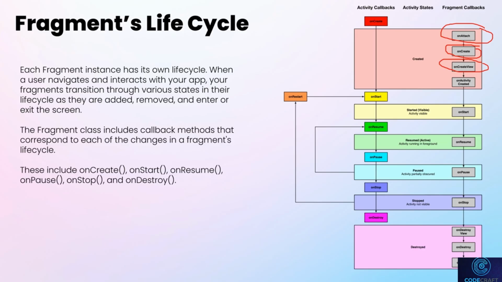onCreateView. In this step, the fragment creates its user interface by inflating a layout file or constructing UI elements programmatically. The fragment's UI, or user interface, is prepared here. onActivityCreated. This method is called after the hosting activity's onCreate method has finished executing. It's a good place to perform any user interface related operations that require the activity to be fully created.